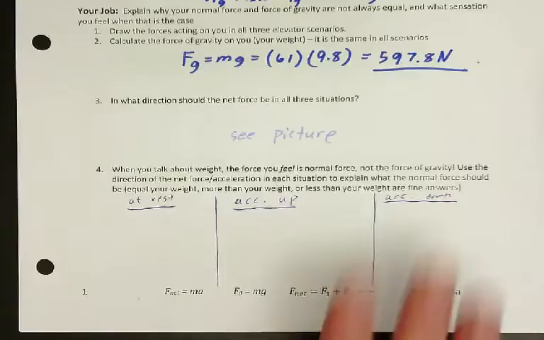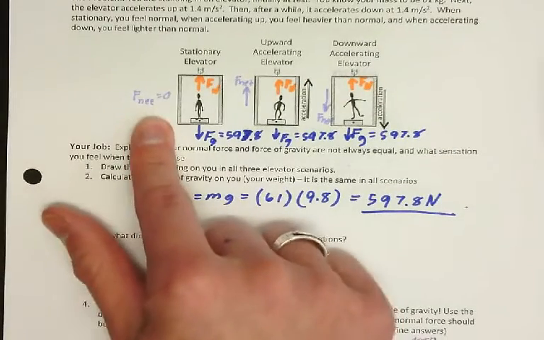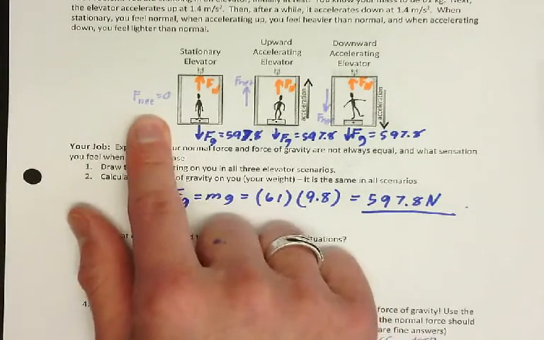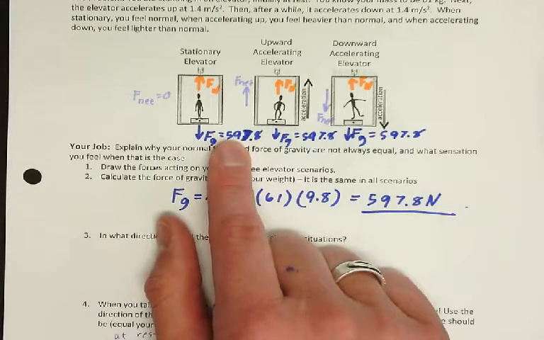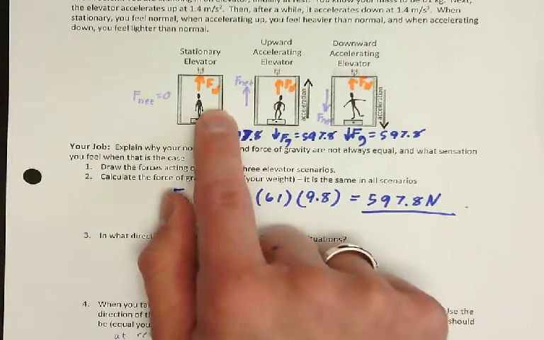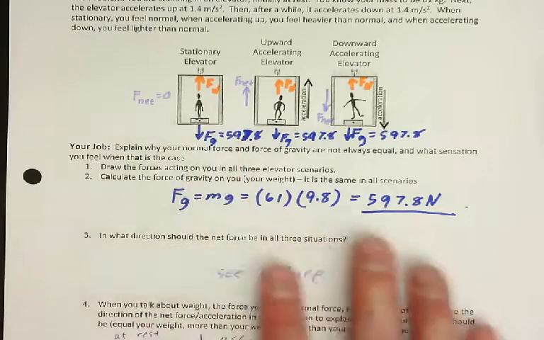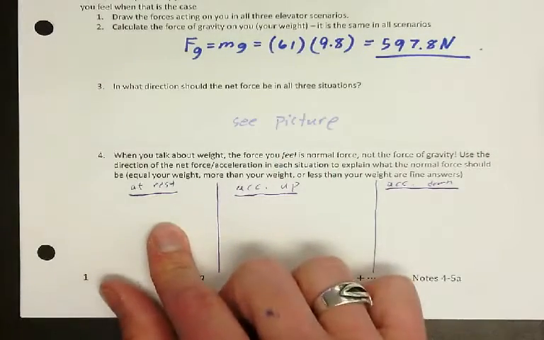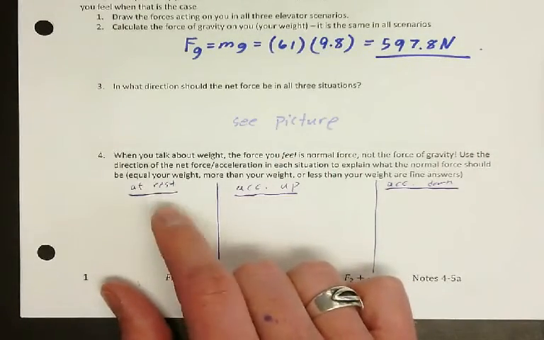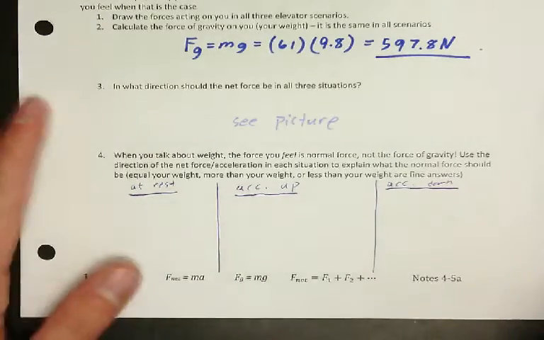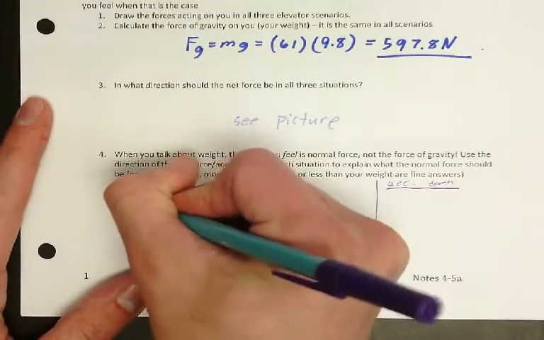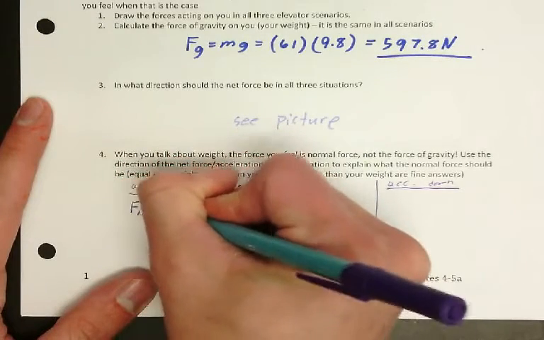Okay, we said that when you're at rest, the net force was 0. So if the net force is 0, we know the force of gravity is 597.8. Should the normal force be larger than that, equal to that, or less than that if we're at rest? What do you say? Equal to. And why do you say that? Because you're not moving upward or downward, so everything is going to balance out.